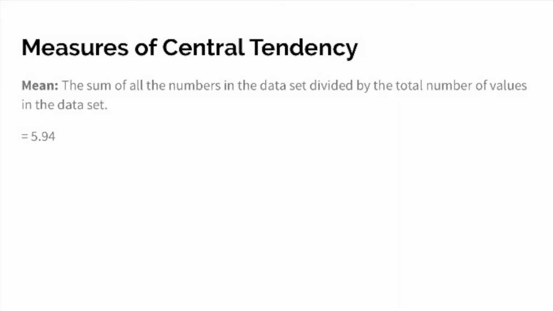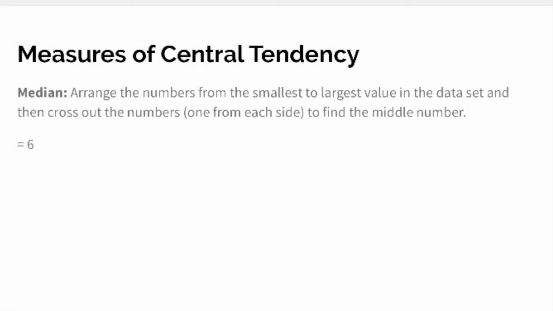Our first measure of central tendency was the mean, and we added all the numbers in our data set and then divided by the total numbers in the set, which was 100, and we got about 5.94 hours. For our next measure of central tendency, we calculated the median. We arranged numbers from smallest to largest in the data set and crossed out the numbers from each side to find the middle number, and we found that it was 6.